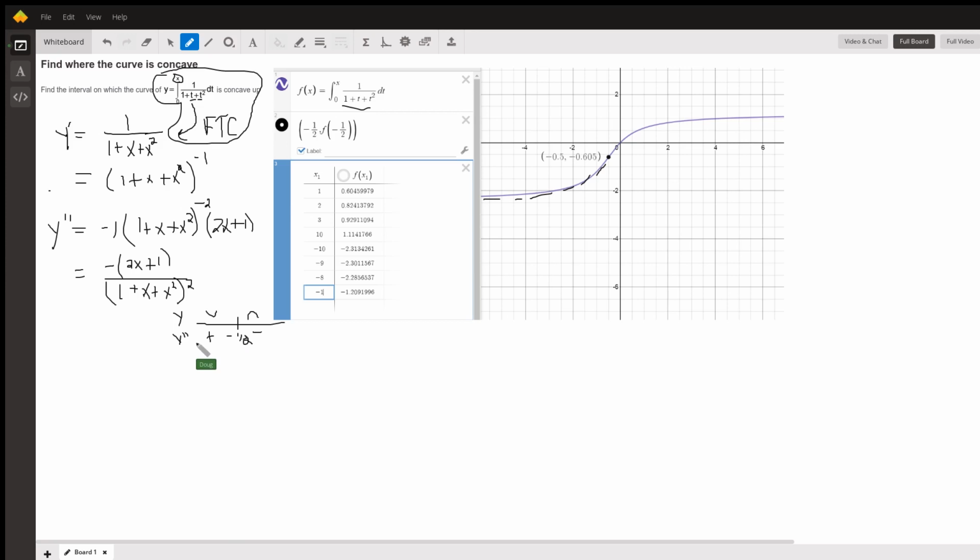Well, if you substitute in a number to the left of negative 1/2, like negative 2, the numerator becomes positive. The denominator is always positive. So to the left of negative 1/2 is where this function is concave upward. And negative 1/2 is actually the x-coordinate of the point of inflection because the concavity changes there. And depending on how you're specifying the where of this question, if you're using interval notation, you're probably going from negative infinity up to negative 1/2.